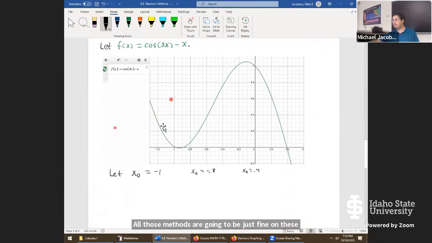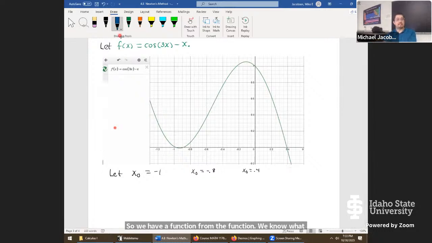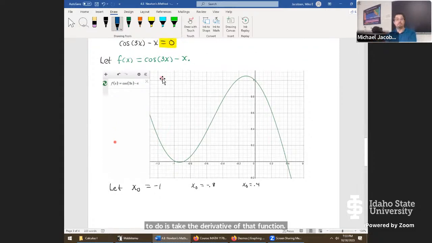So we have a function. From the function, we know what the initial guesses ought to be. Next thing we ought to do is take the derivative of that function and put it together in Newton's method. Any questions at the moment?